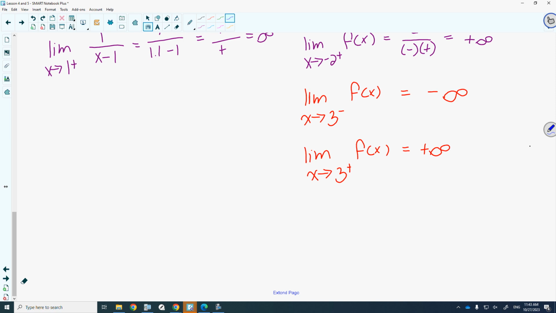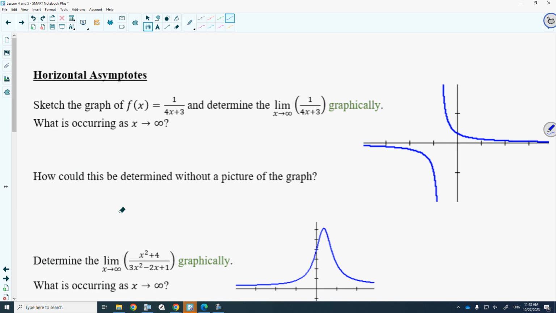Okay, horizontal asymptotes. Horizontal asymptotes you did in 30-1. We did review it in limits, but we're going to review it again because we're going to be graphing. So remember, here's how we did it in 30-1: we looked at the degree of the top and the degree of the bottom.